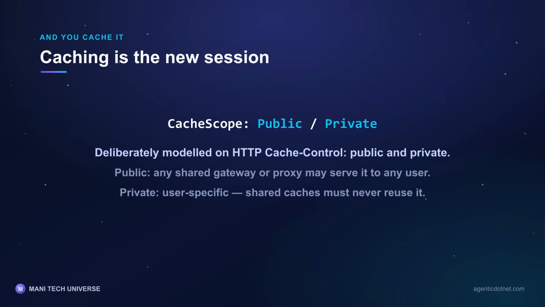The SDK's own documentation says cache scope is analogous to HTTP cache control, public and private. Public means the response holds nothing user-specific, so any client, any shared gateway, any caching proxy may store it and serve it to anybody. Private means it is user-specific, and a shared cache must never hand it to a different user.